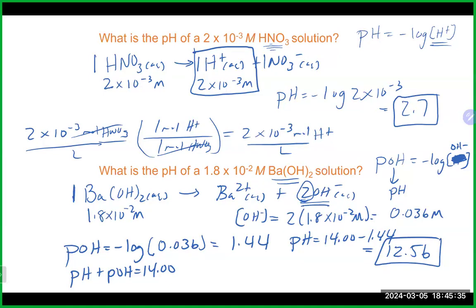So occasionally you may come across an actual formula rather than just a generic H plus or OH minus concentration. And again, if it's one of those strong acids, it's pretty much going to be your H plus concentration that you need for the pH.